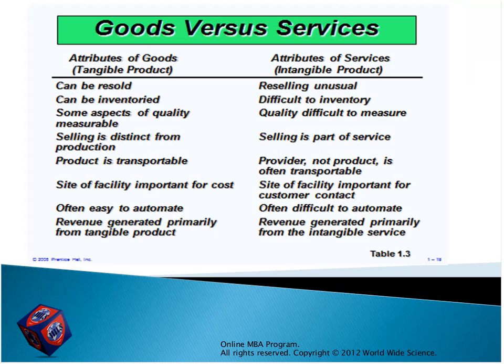in the attributes of goods, you can see that goods can be resold, goods can be inventoried, some aspects of quality are measurable, selling is distinct from production, product is transportable, site of facility is important for cost, often easy to automate, revenue generated primarily from tangible products. Okay? And the attributes of services are reselling unusual, difficult to inventory because they are intangible, quality difficult to measure.